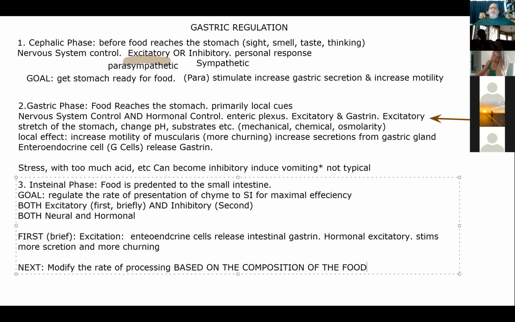Notice when your stomach stretched in the gastric phase, did it care whether it was being stretched by pork or by spaghetti or by buttermilk? No, it didn't care. It just stretched and it increased the rate of churning, the rate of production. However, here for the first time, we actually care about the composition of food. Because as someone mentioned earlier, is it equally easy to break down carbohydrates, to break down proteins, and to break down lipids? No. Which of those three are the easiest to break down?